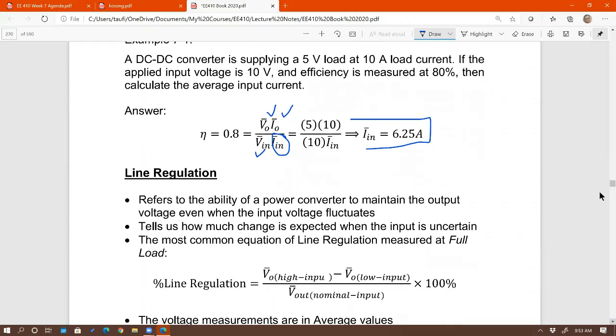I have a question. Yes. What normally determines the full load current? Is there a particular component that you normally rate it for?